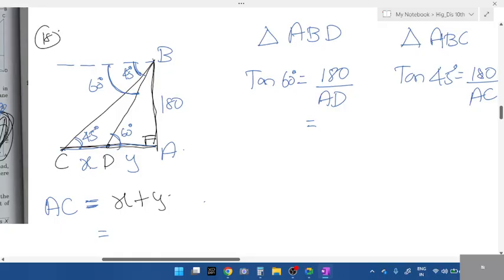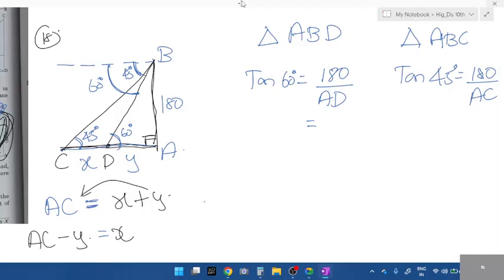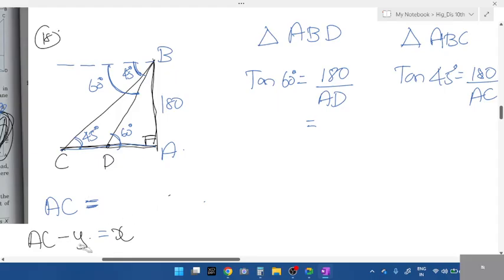If I want to find X, what happens to Y if it goes to the other side? AC minus Y. So mostly this X and Y is always a confusion. You don't take X and Y. Better keep it as CD and AD, students. So make a note of this. Complete this for homework.